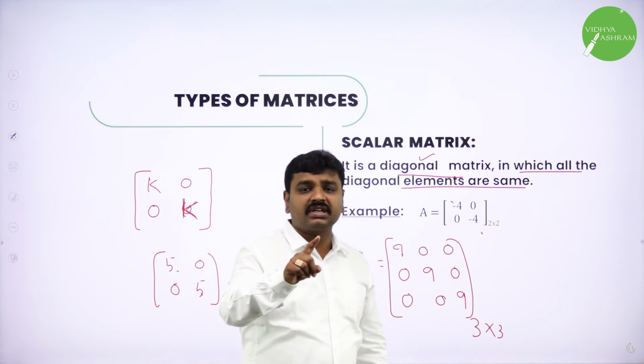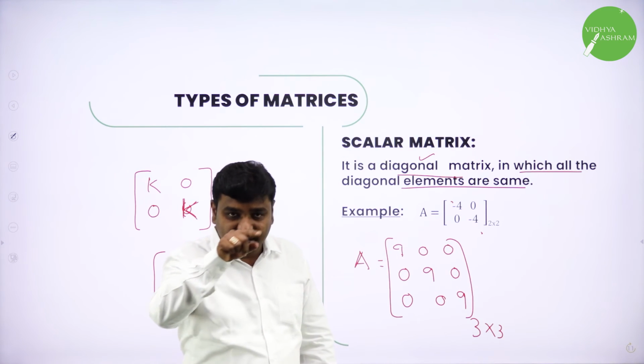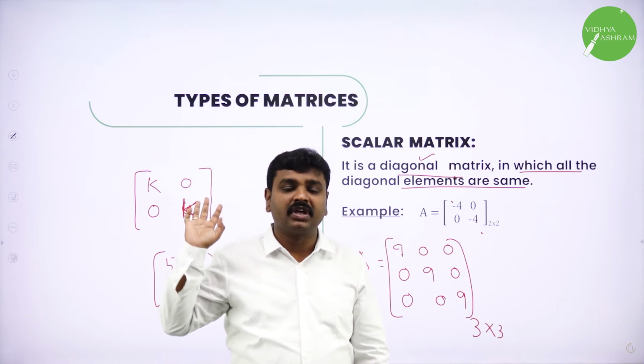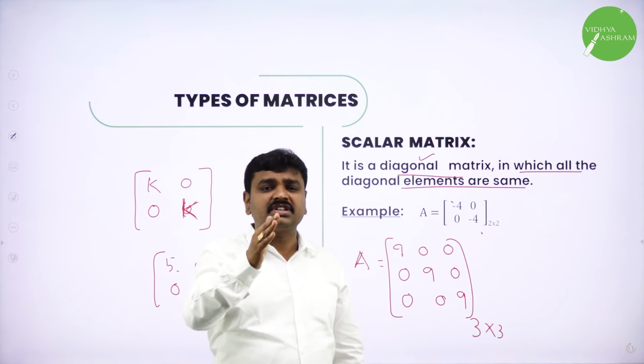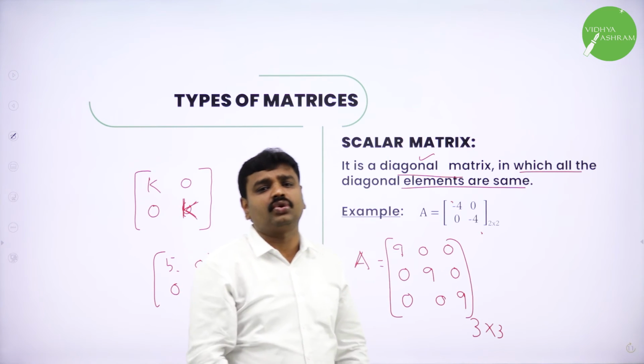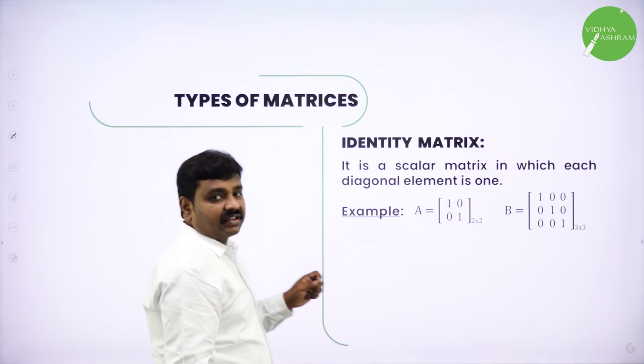What is a scalar matrix? A scalar matrix is a diagonal matrix in which the diagonal elements are the same. What is a diagonal matrix? A diagonal matrix is a square matrix in which the elements other than the diagonal are all what? Zeros. Then we have the identity matrix.